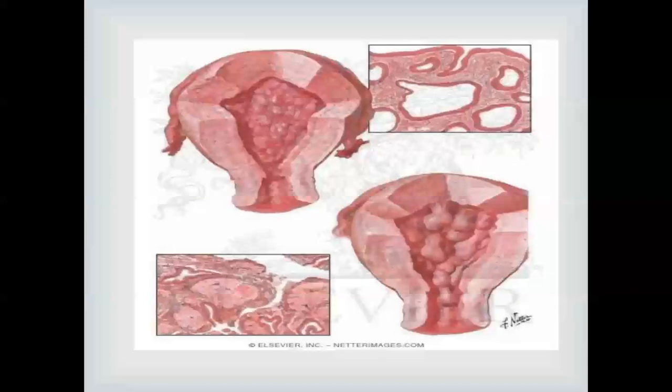In this picture, we can see how endometrial hyperplasia develops in a patient with a high level of estrogen unopposed by progesterone, and how the endometrium will look.